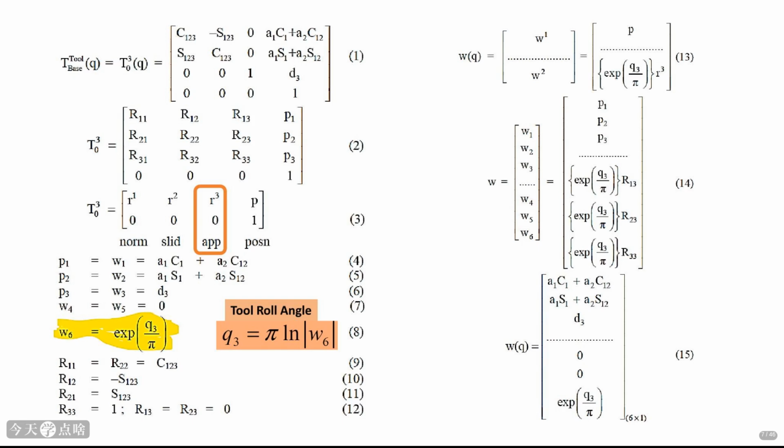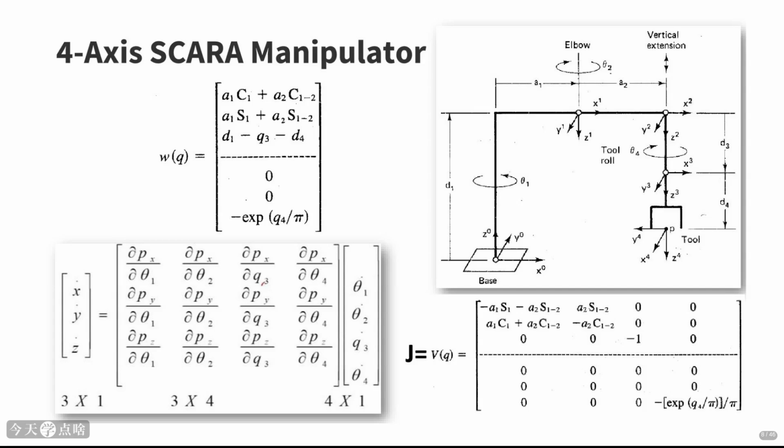The terms w1 through w6 are derived from the geometry and joint angles, showing how the end effector's position and orientation change with the robot's configuration. Continuing with the SCARA, let's look at the vector w of q again. It explicitly shows how the end effector position px, py, pz, and orientation, represented by w4, w5, w6, depend on the joint variables q1, q2, q3, q4. The first three components give the position, the last three give the orientation.